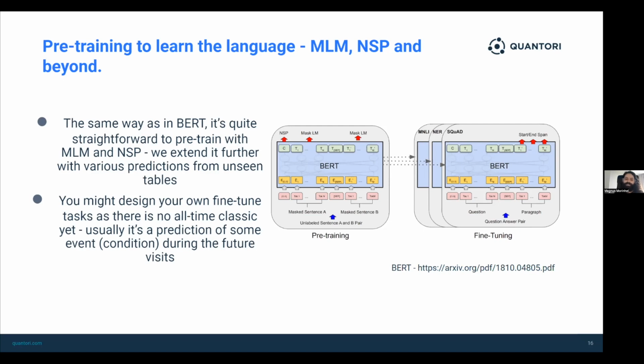For the NSP, there are many flavors of that in different BERT-based models. And in our case, if you want to add or modify some tasks, usually you do that on the NSP somehow. For example, in our case, it's prediction of conditions during future visits, or it might not be the exact condition, but just the presence or addition of something. So just to simplify things for the pre-training.